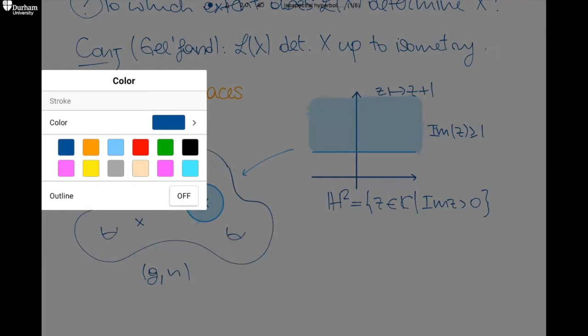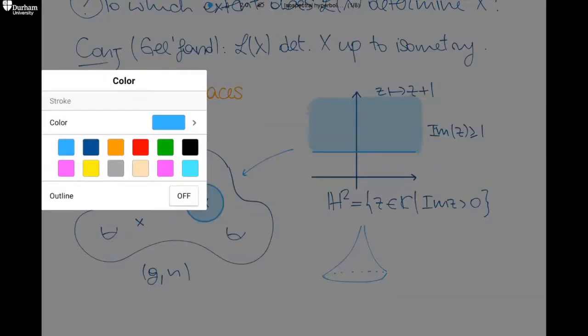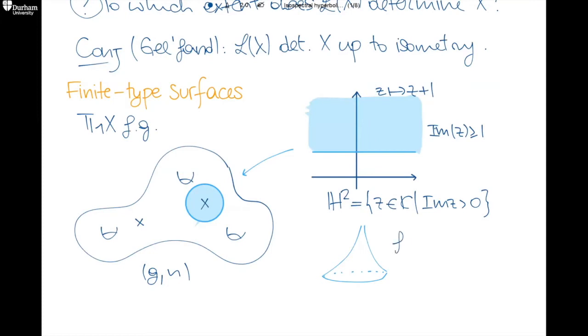But geometrically, it looks more like this, in the sense that there's some definite length at the base, and then the length becomes shorter and shorter as I go up. So what I get is a finite area cylinder, which is what we call a cusp. And the point is, for the surfaces I'm considering, if I have a point removed around it, I have exactly this structure.